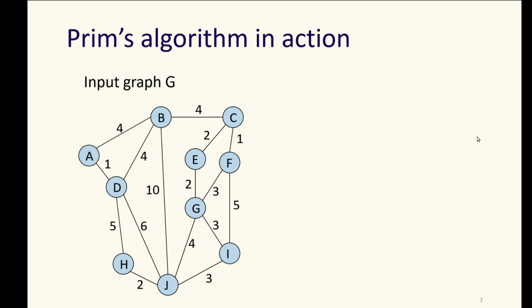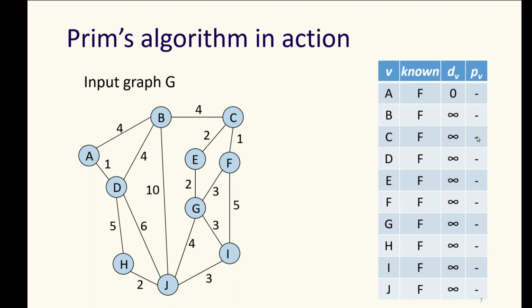So here's an example. If we input this particular graph, then Prim's algorithm tells us to choose a starting vertex and to build this table. For each vertex, we'll have a Boolean to indicate whether it is known, which really means have we evaluated it? Have we popped it off of our priority queue and looked at what connections it has from there? And then this d sub v, the distance, and the p sub v, the parent that's associated with that distance.